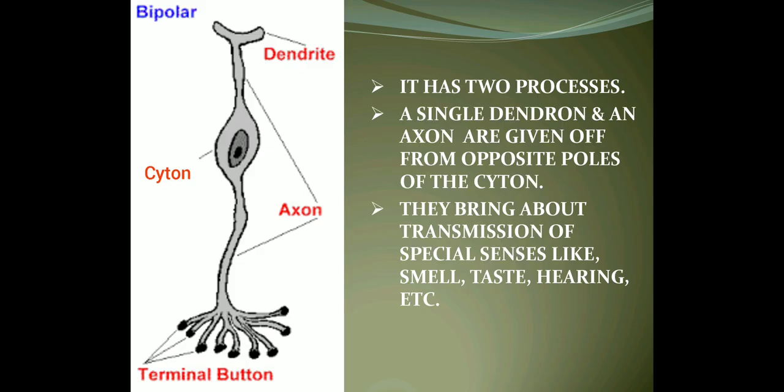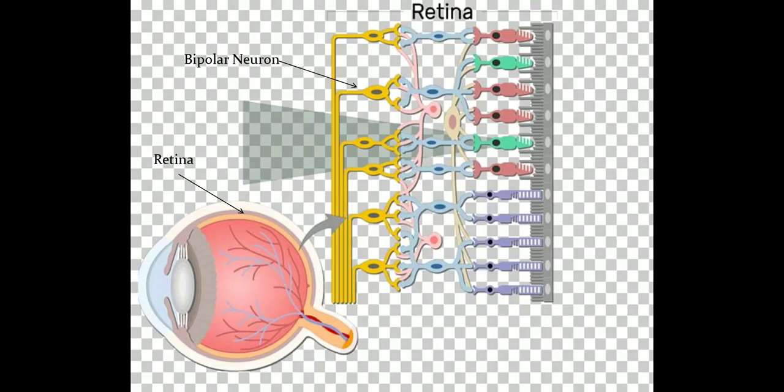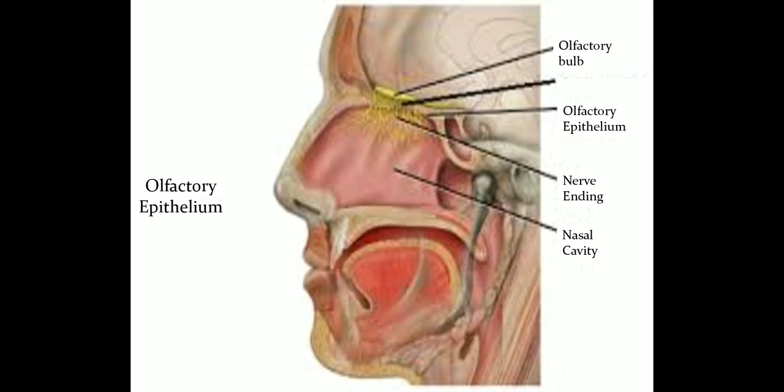Then bipolar neuron. It has two processes, that means a single dendron and a single axon. They are given off from opposite poles of the cyton, and they bring about transmission of special senses, like sight, that is whatever you see, smell, taste, hear. These special senses work because of bipolar neurons. Examples of this neuron are neurons of the retina of the eye or olfactory epithelium, etc.